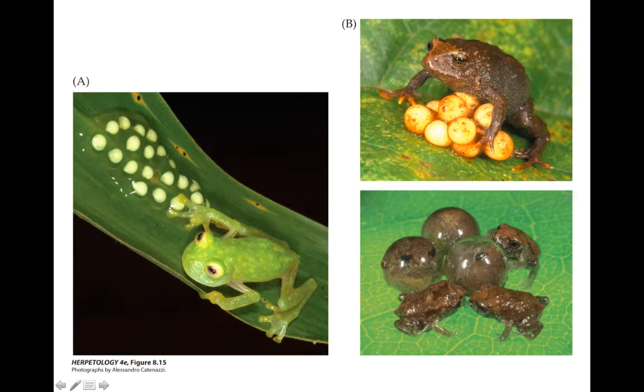And the problem with terrestrial eggs is that they have the potential to undergo quite a lot of predation by terrestrial predators. Cat-eyed snakes in particular are well known for feeding on terrestrial egg nests.